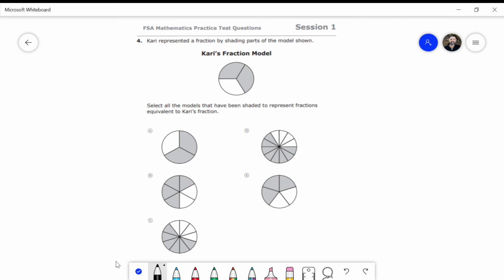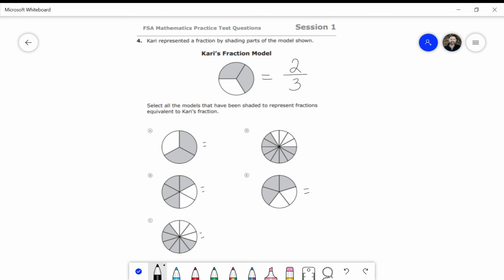Okay, and so number 4 says Carey represented a fraction by shading parts of the model shown. Carey's fraction model we can see right there. When you've got a question like this and you only see models, I recommend you write down the fraction it represents. So we're looking at the shaded part. There's 2 pieces shaded out of 3 in total. The total amount of pieces is the denominator, and the part that we're counting, which is the shaded part, is the numerator. So it's 2/3.